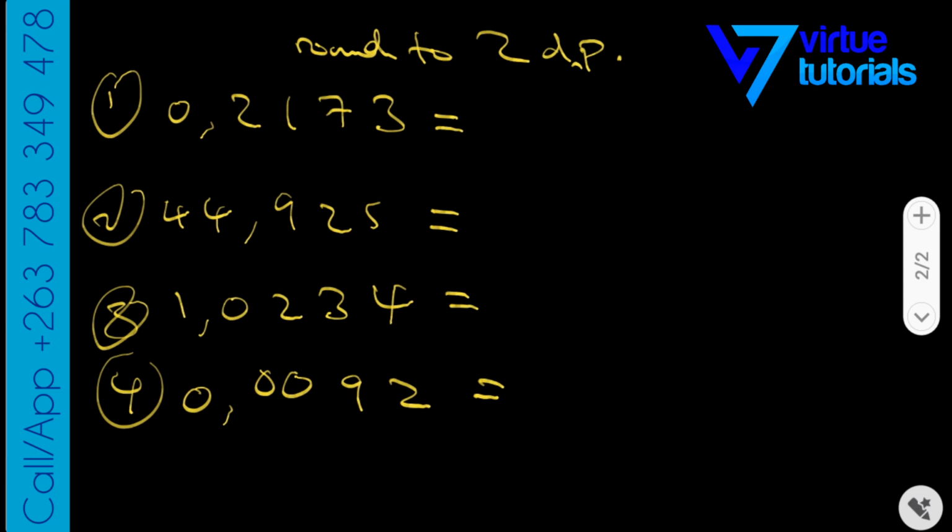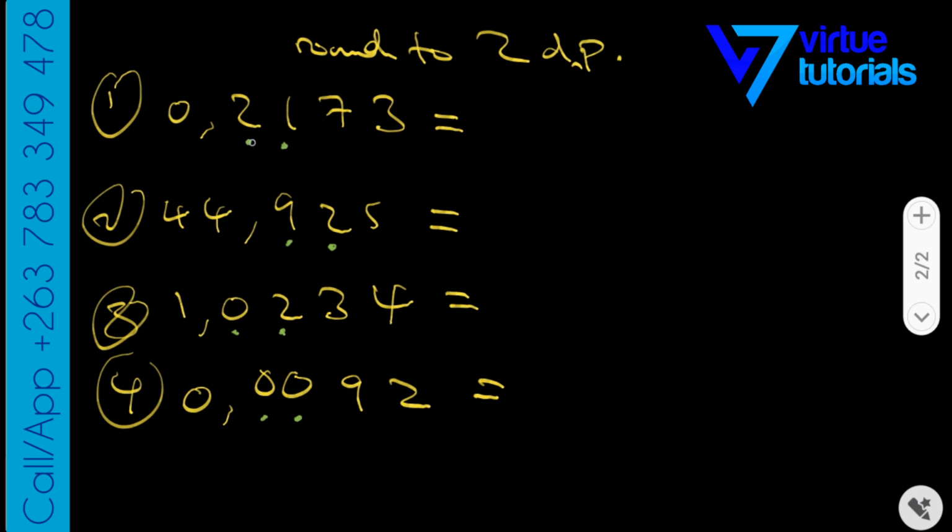Okay, so the first thing we need to do is to identify our two decimal places. Remember, it's after the decimal comma. You count 1, 2. Decimal comma, first decimal place, second decimal place. So this is where we're rounding off.